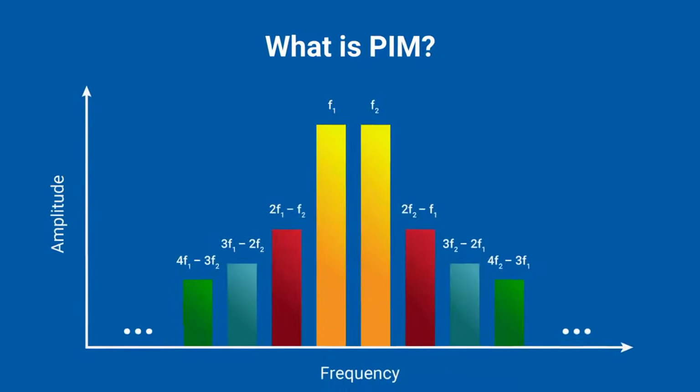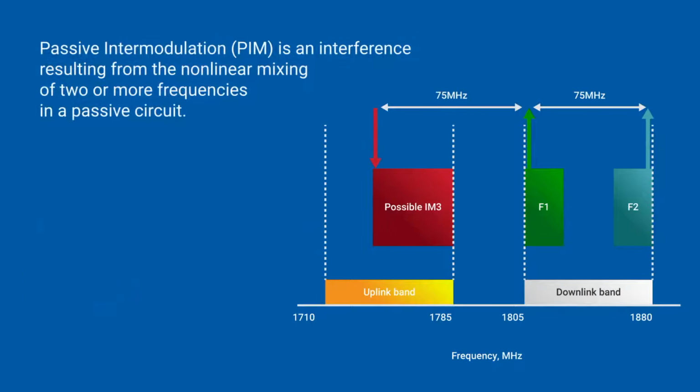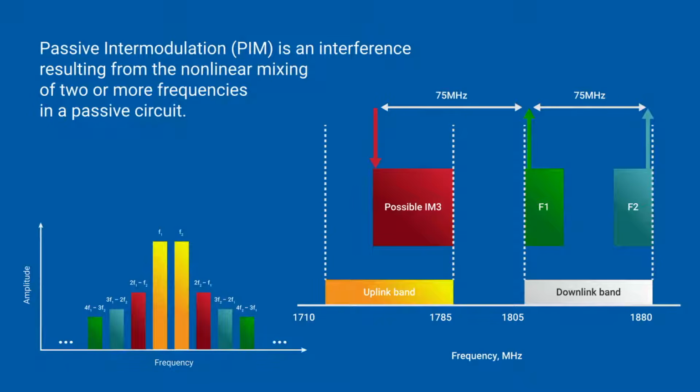Speaking of PIM, density and traffic are creating scenarios where PIM is more likely to be present. What is PIM? Passive intermodulation, or PIM for short, is an interference resulting from nonlinear mixing of two or more frequencies in a passive circuit. So what is a passive circuit? Dissimilar metallic junctions and corrosion or rust are just a couple of examples of the most common PIM sources.